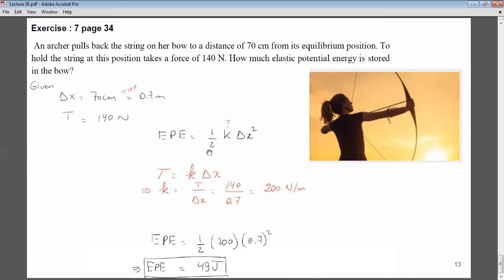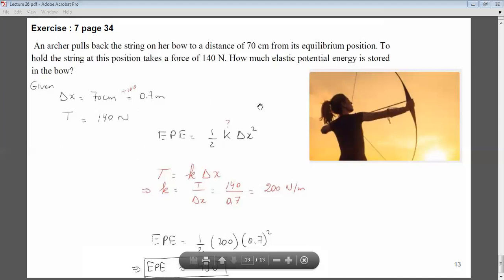We say EPE is equal to half K delta X squared. We want to calculate this value. So delta X, we know it's 70 centimeters, but we don't know K, okay? We have T, so we solve T equal K delta X. K is equal to T, which is 140, divided by delta X, which is 70 centimeters, we change into meters. We get K to be 200 Newton per meter. We plug it in this formula, half K delta X squared, and we get EPE is equal to 49 joules.